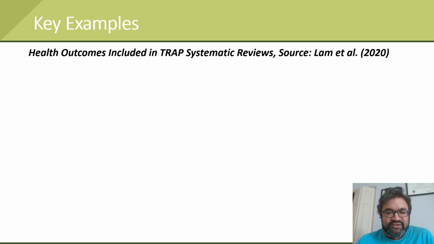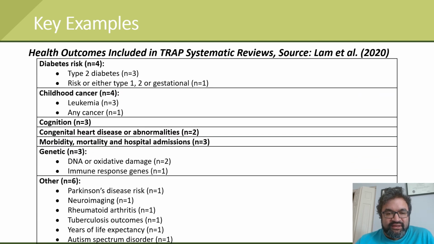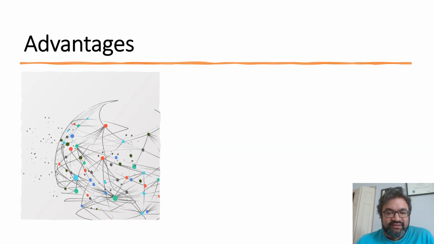And then, of course, health outcomes. There's some more here. For instance, diabetes risk, childhood cancer, cognition, congestive heart disease or abnormalities.